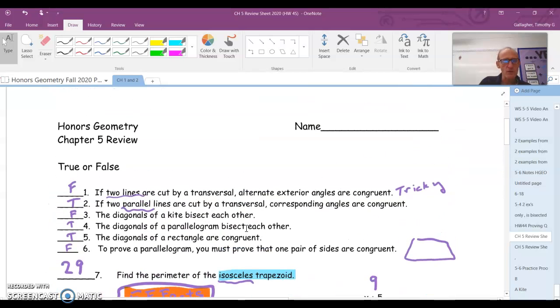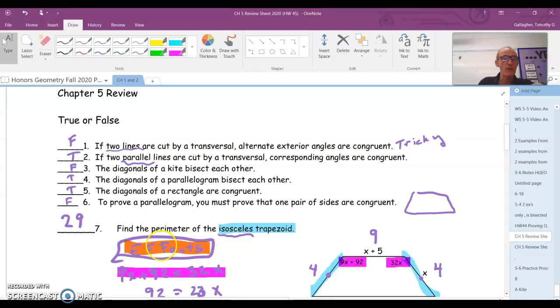So the first 6 questions were true, false. Remember, read them carefully. Look at your properties. Okay, and if it's true always, it is true. If it's true depending on this or that, then it's false. So be aware of the true false.